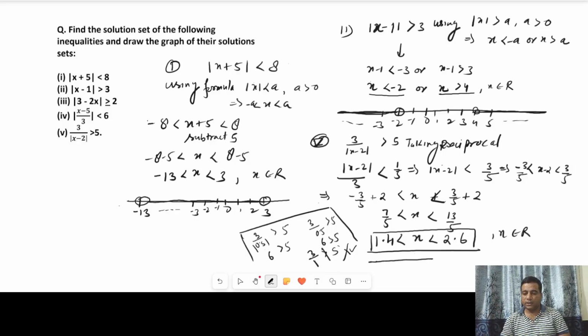Now if you want to represent it on the number line, let this be 0, 1, 2, 3, 4, and so on. Because x is greater than 1.4 and less than 2.6, let this number be 1.4, and let this number be 2.6. Here I am representing this point 7 by 5, and this point 13 by 5. So all the real numbers greater than 7 by 5 and less than 13 by 5, it's your solution set.